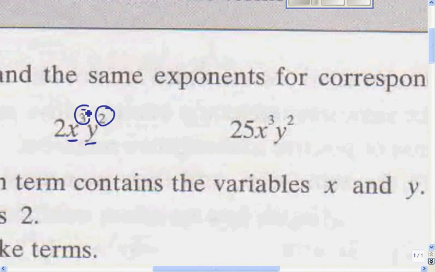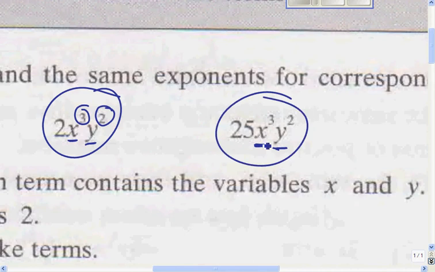On this page, you're going to learn what like terms are. In algebra, you'll hear the term like terms. Like terms are two algebraic expressions that have the same variables and the same exponents. These two equations are considered like terms because they have the exact same variables and the exact same exponents.